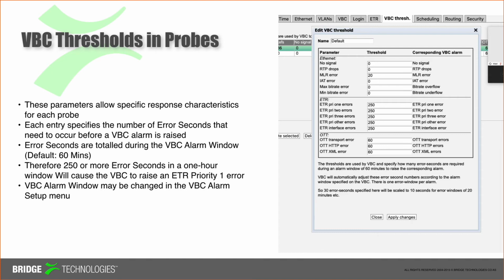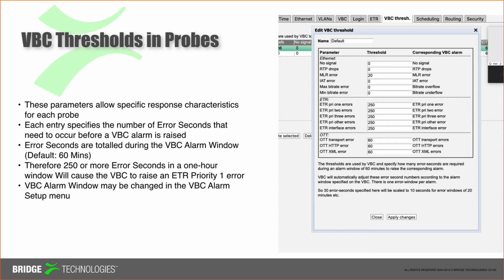And what happens is, if you read the text underneath, the VBC has an alarm window of 60 minutes. Again, we'll look at this in more detail. I've got a little animation that shows you how this works. So the probe is saying, I'm not going to report anything for 250 error seconds. And then the VBC is saying, I've got an alarm window of 60 minutes, in other words, 1 hour. So it's looking for those 250 error seconds in a 1 hour period.